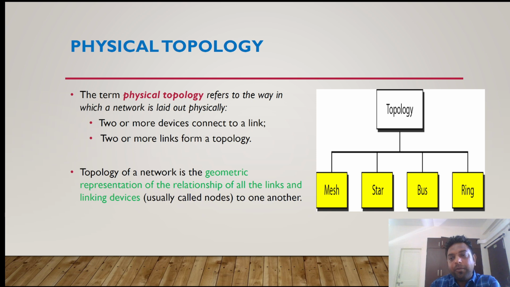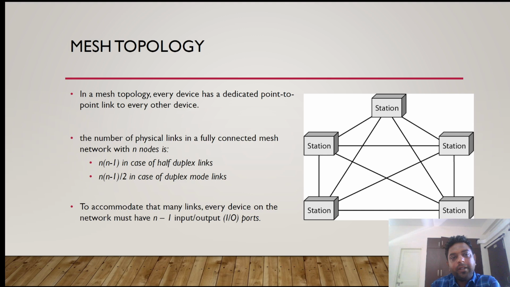Basically, two or more computers are connected in some way, and the way they are connected with each other, the structure they are using, that particular physical structure is known as topology. So there are four basic topologies: mesh, star, bus, and ring, in which the networks can be connected. The first one is mesh topology.